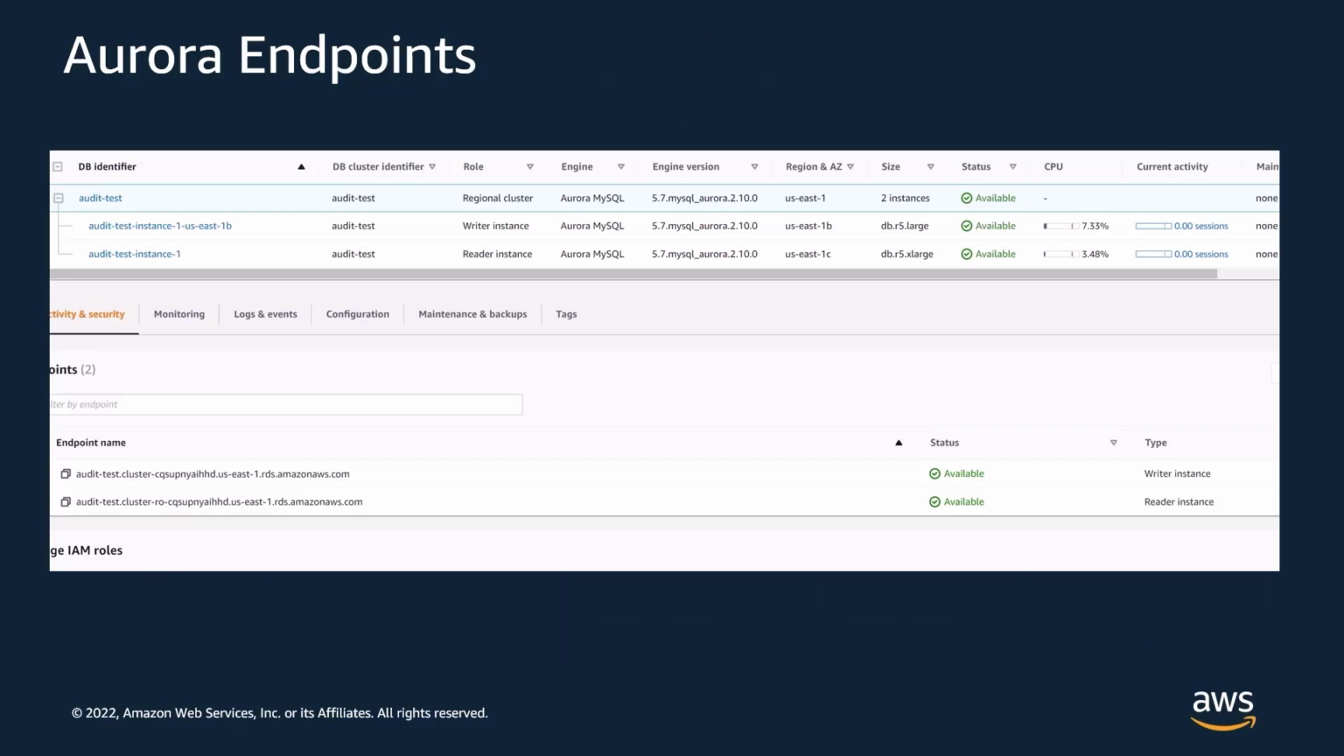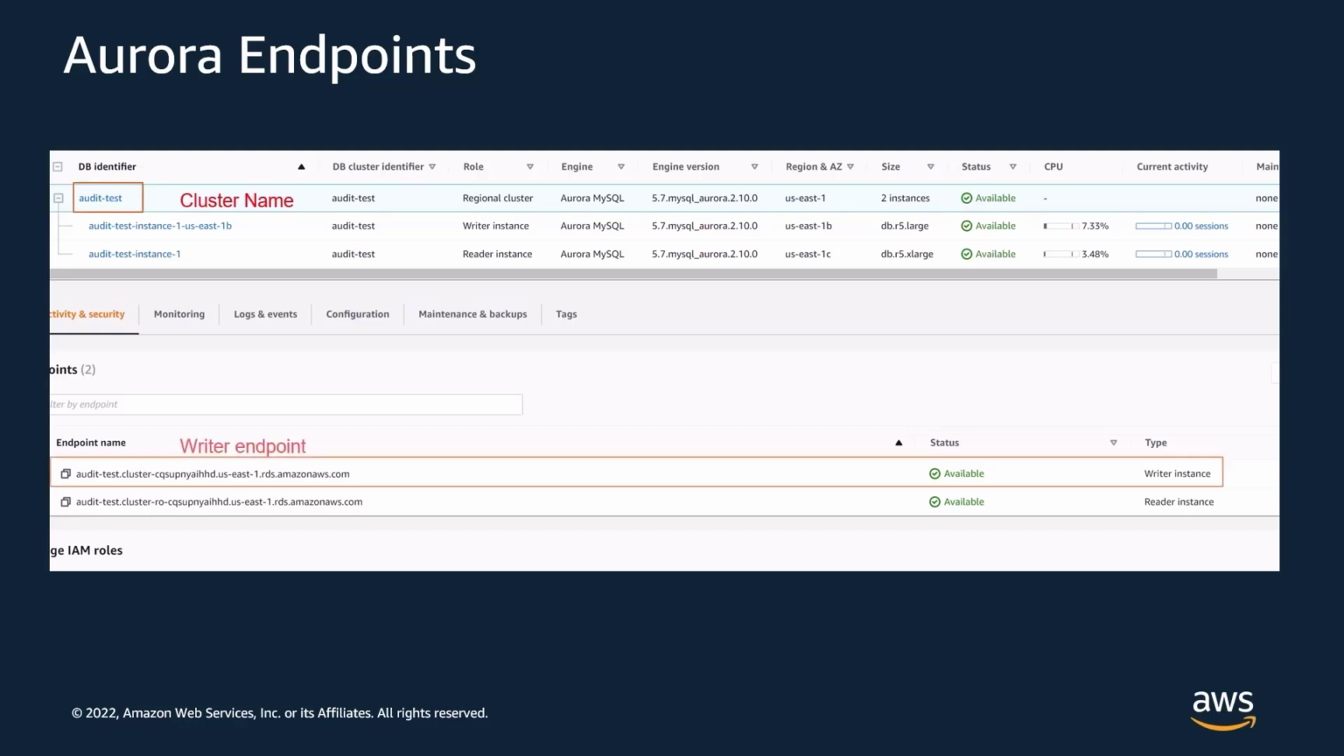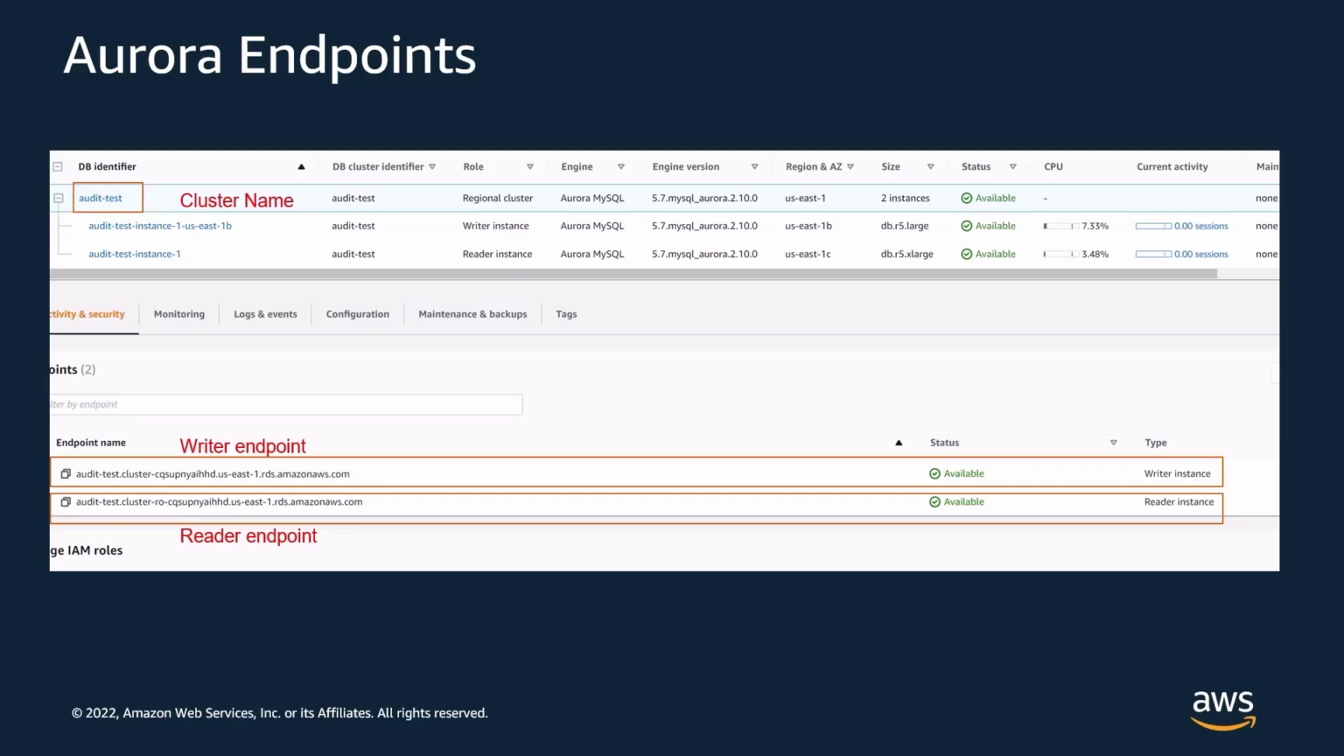So here's an example of how the endpoints look like in an Aurora cluster. So here's the cluster name on the top. At the bottom, you can see there is a writer endpoint, and you can see the type of that as a writer instance. And then there's the other endpoint. This is the reader endpoint, and you can see the type as reader instance.